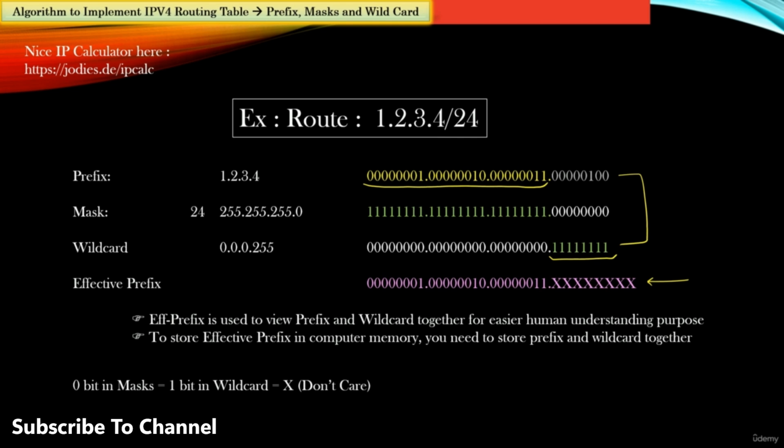Alright. So in the remaining part of this course, we are going to keep on saying the words prefix, wildcard, effective prefix. So it is important that you get familiar with the vocabulary that we are going to use in this course. And you can see here is a URL, which is a nice IP calculator present online. You can always use this calculator in order to convert the IP routes into their binary form and vice versa. So this calculator will help you a lot, and you can bookmark it in your browser.